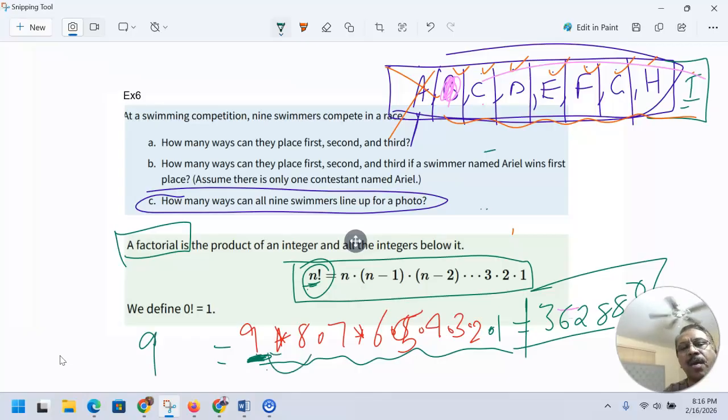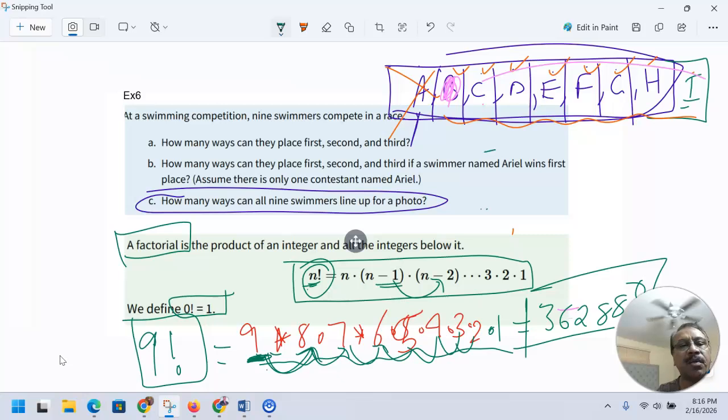Because you are going on decreasing, this n minus 1, you reduce it by 1, then you reduce another 1, so it goes down. It's going on reducing by 1, 1, 1. And that's called n exclamation mark, which means it is 9 factorial. Now, I want you to see on the calculator also, how do we find this? And one more thing you have to know also, if it is 0 factorial, we get 1.